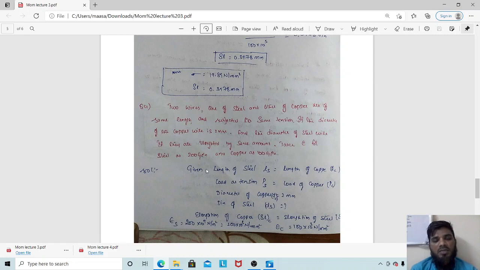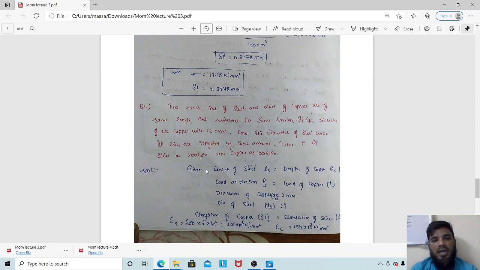Next, the diameter of the copper is 2 mm. Diameter of steel, we don't know, which we have to find. Next, elongation of the copper wire is equal to elongation of steel, that is delta L of C is equal to delta L of S.